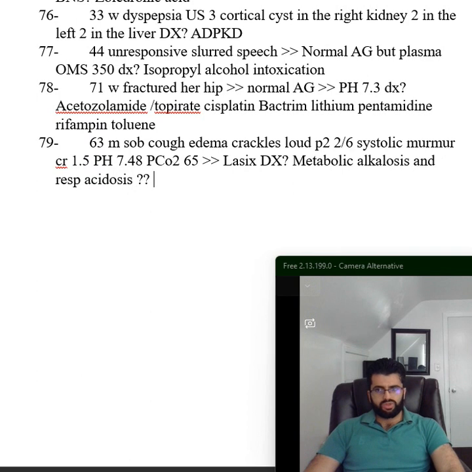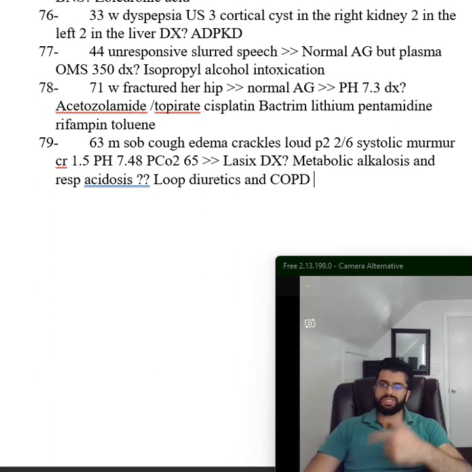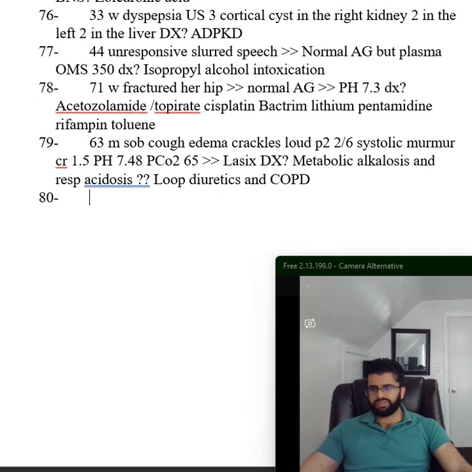This is loop diuretics like Lasix, and COPD. So Lasix and COPD can cause metabolic alkalosis and respiratory acidosis. Okay, so that brings us to the discussion.